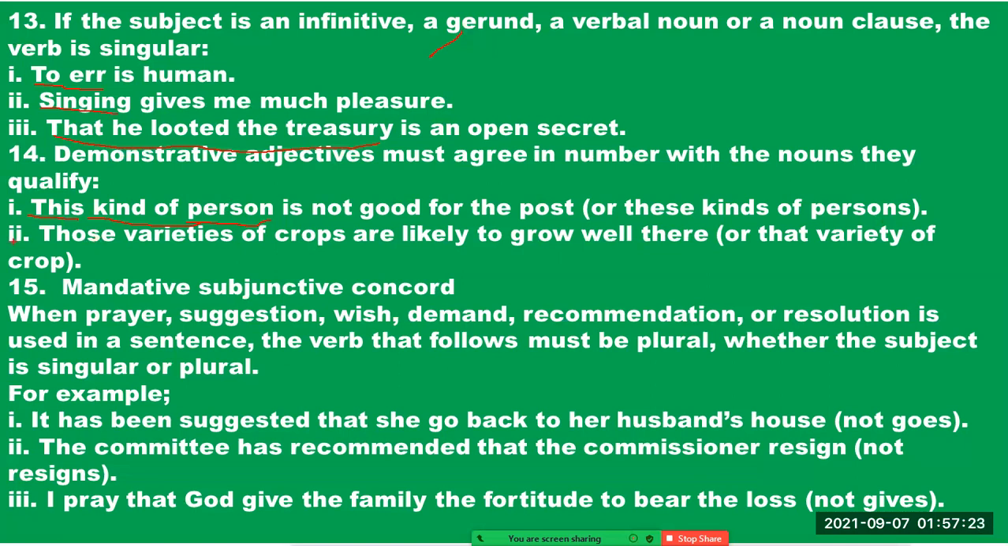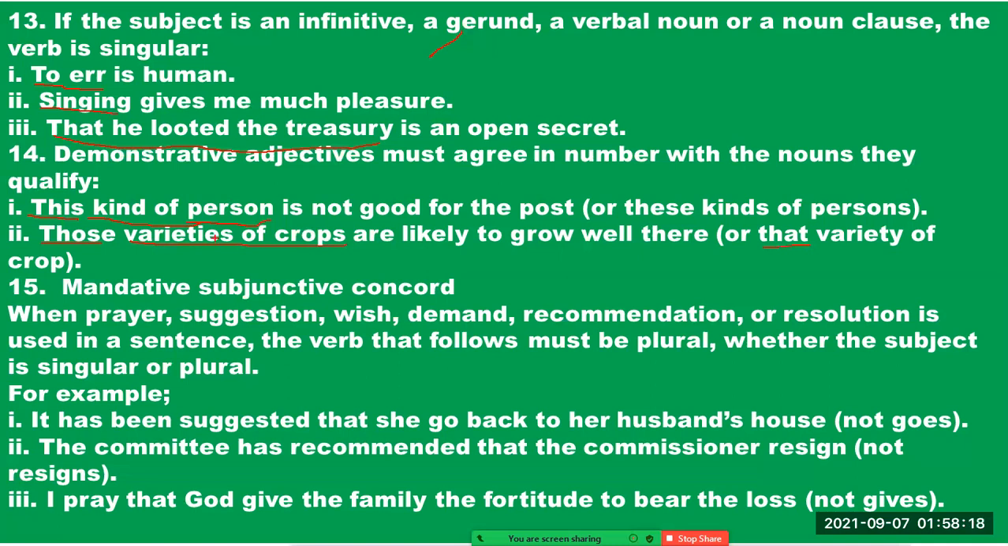Then II, those varieties of crops are likely to grow well there. Those varieties, because we are talking about varieties, which are plural, varieties of crops. And so the demonstrative adjective must also be plural. The plural of that is those. The plural of this is these. All right, so take note of this. Again, if we singularize the noun, then we also have to singularize the demonstrative adjective that qualifies it. For example, that variety of crop instead of those varieties of crops.